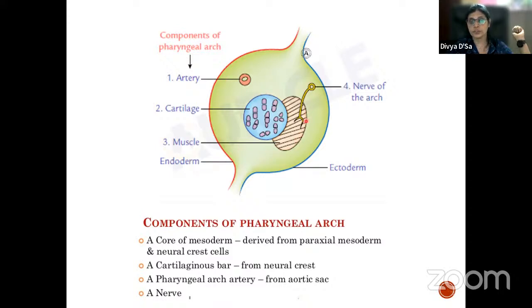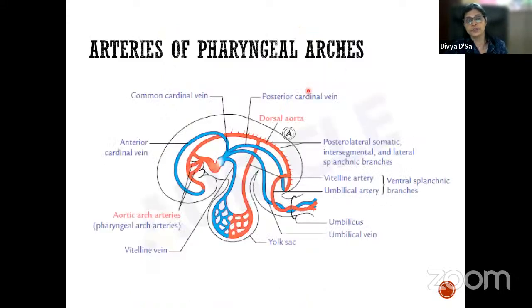These are the four. So we should know, when we talk about pharyngeal arches, what structures are derived from this mesoderm, what structures are derived from the cartilage, what structures are derived from the muscular component, and then which is the artery there and which is the nerve there. So we'll go one by one. So first, coming to the arteries of the pharyngeal arches.